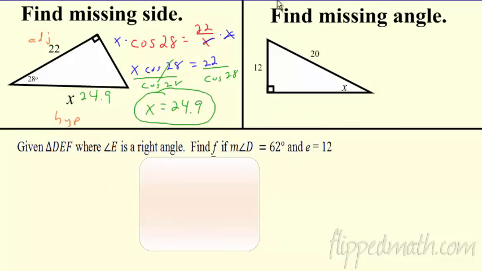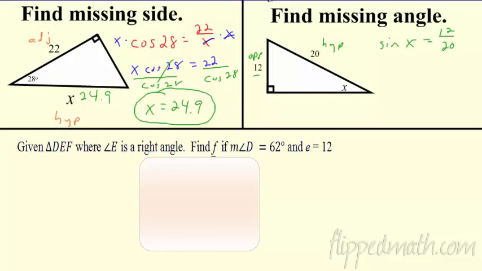Can we do it to find a missing angle? Sure, no problem. I want to find x as the angle now. So what do I do? Well, I'm looking at what? This is the hypotenuse. According to this angle, this is the opposite. What relates these together? Well, that's going to be sine. So the sine of x is going to equal 12 over 20.